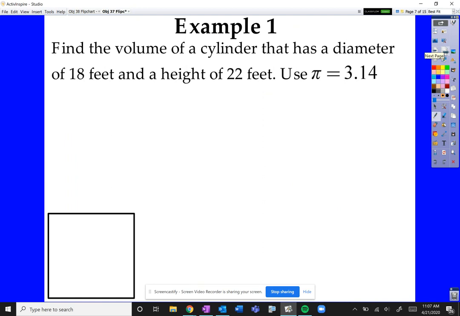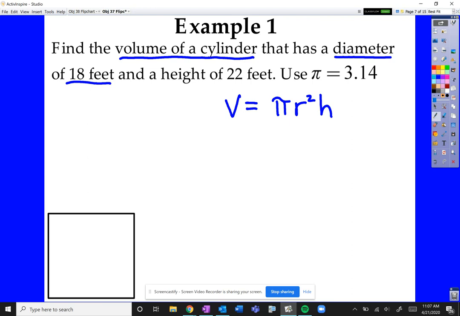All right, so find the volume of a cylinder that has a diameter of 18 and a height of 22. So let's write out our formula here. Volume of a cylinder is pi r squared h. We know the diameter is 18 and we know the height is 22. So pi is just pi and we're trying to find the volume.